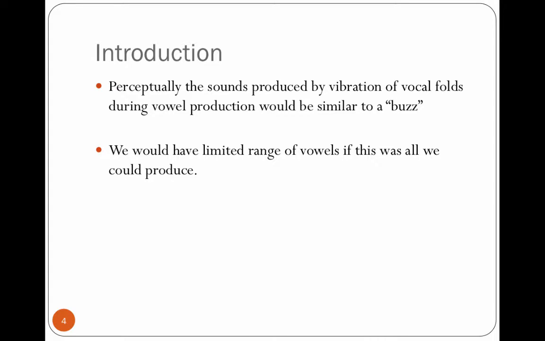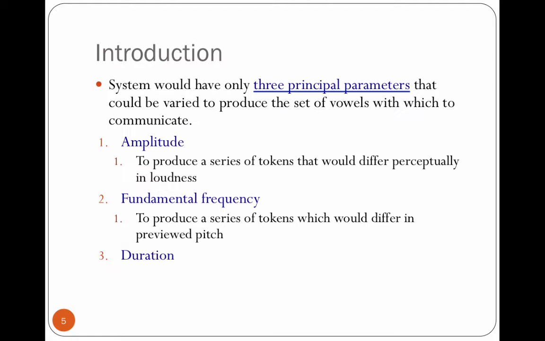Right? So if I just did that and I held the microphone, there'd be a buzz sound, but we'd have a very limited range of vowels that we could produce. So we wouldn't have this very complex language system without our oral and our nasal cavities. All we would be able to do is to change three parameters. The amplitude, so you could raise or lower the volume of that buzz sound. The frequency, you could have a lower frequency buzz or a higher frequency buzz sound. And you could change the duration.